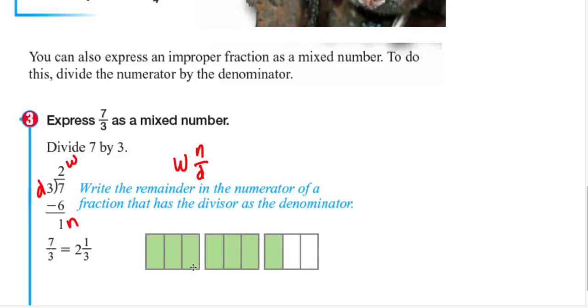Now, if you want to use a model for this, this is how a model would look for 2 and 1/3, where each of the wholes is divided into thirds. 1, 2, 3, 4, 5, 6, 7 thirds. And that's it for this lesson, boys and girls. Thank you for watching.